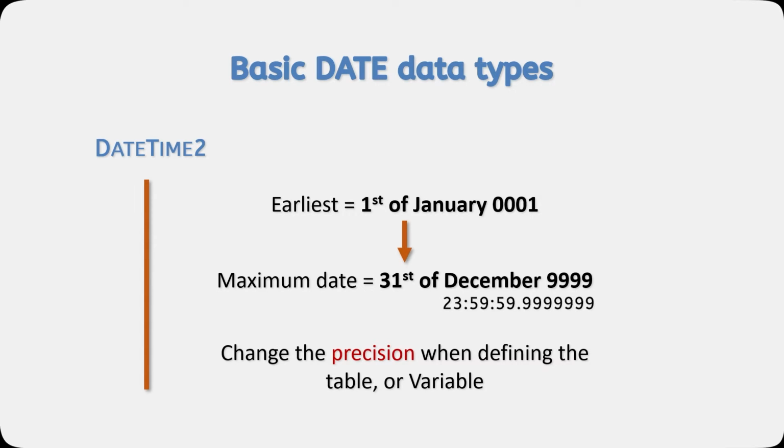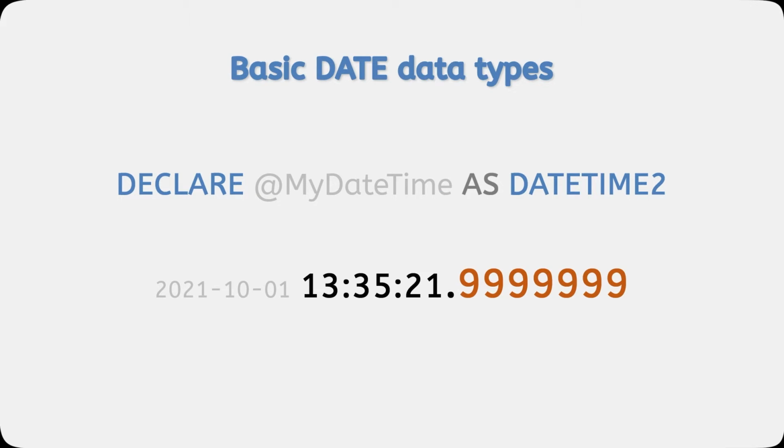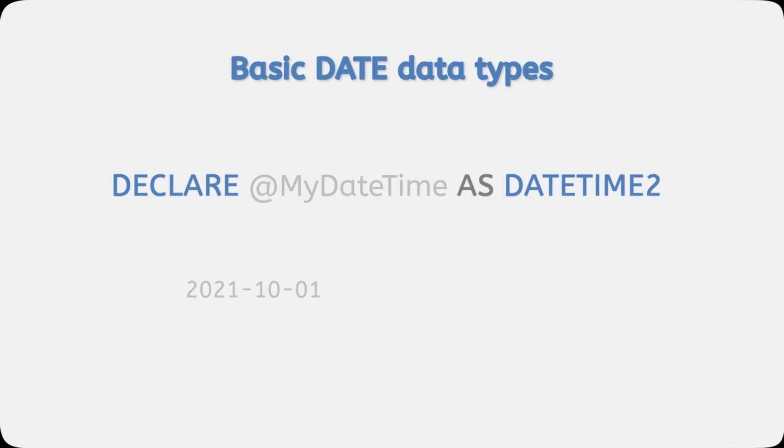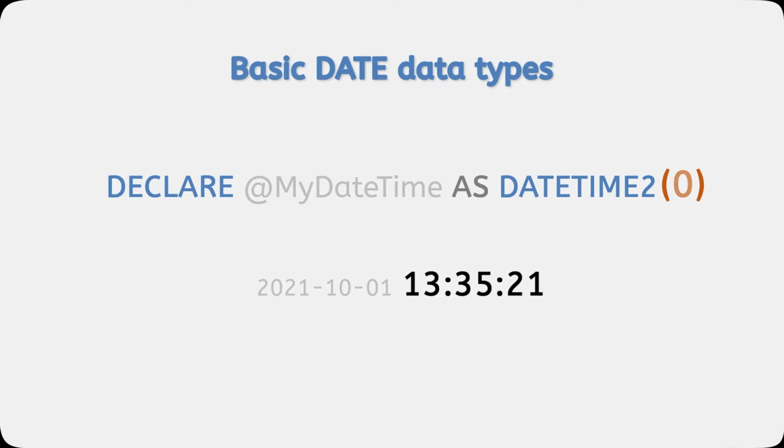You can specify the precision, similar to how you would with other data types, by including it in the brackets when you define the variable or column. With no precision specified, the data type defaults to a precision of 7, which means it can accept a maximum of 7 digits of precision in fractional seconds. Specifying less precision removes a digit with each decrease until the precision is 0, giving no fractions of a second.